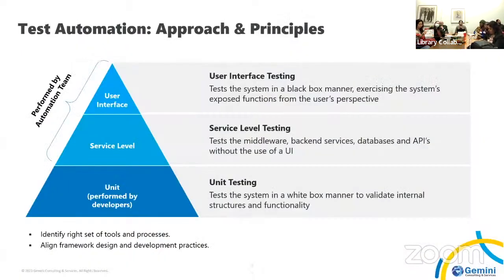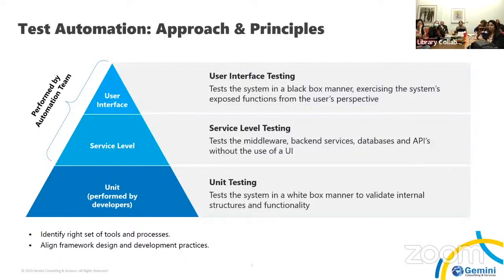So this is the first slide to get started with test automation: Gemini's approach and principle. You see that little pyramid, the bottom one, unit testing. This is the most familiar terminology, where the developers develop the code and the set of functionalities that they have. They perform the first round of testing, and that's called unit testing. This is mainly to ensure the initial functionality looks perfectly fine.